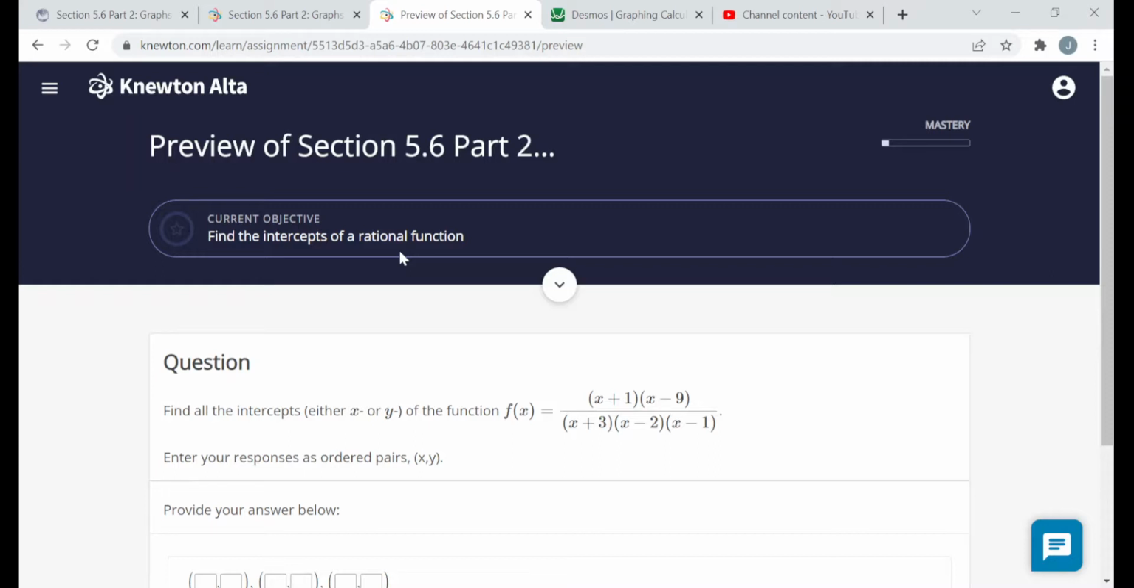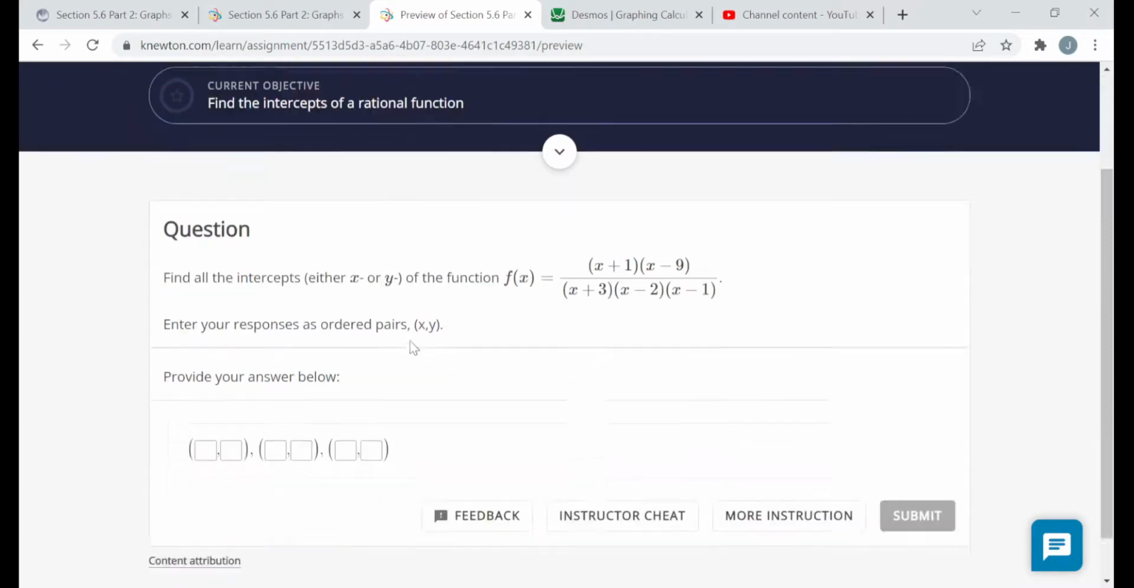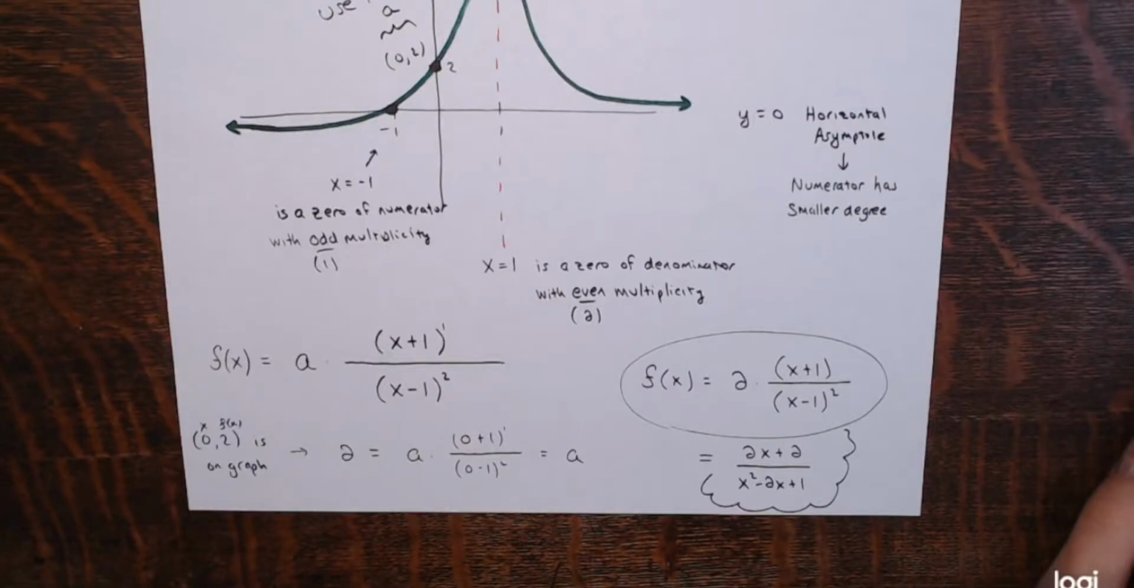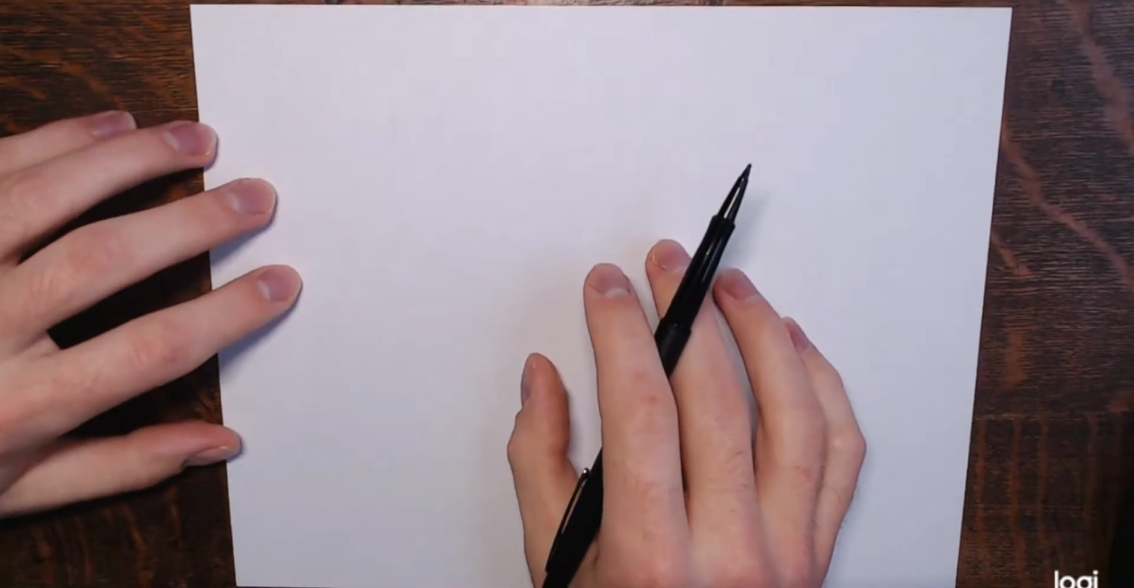X-intercepts, Y-intercepts. So that's all they want down here. Notice they have the parentheses and the commas already. You're just putting the x and y coordinates for this particular problem. Alright, so I'll write this function out. This should be, in my opinion, the simplest of the objectives, because you should know how to find intercepts of graphs at this point from earlier chapters.